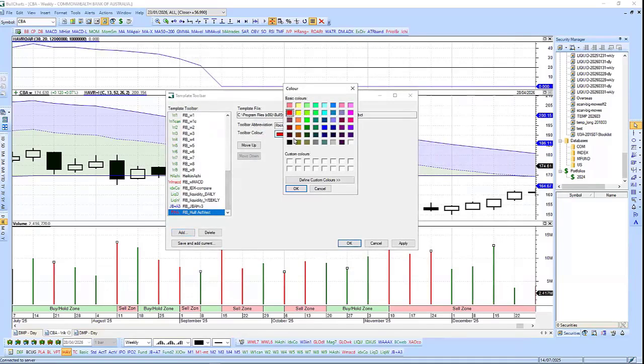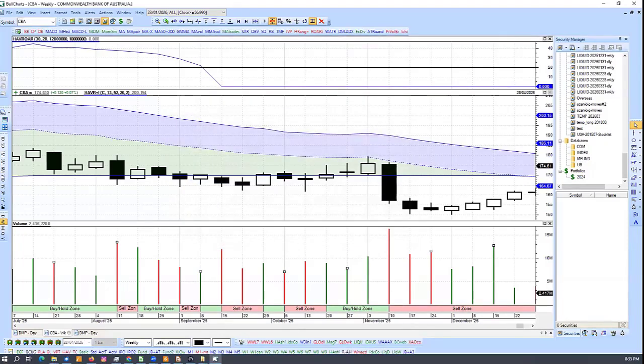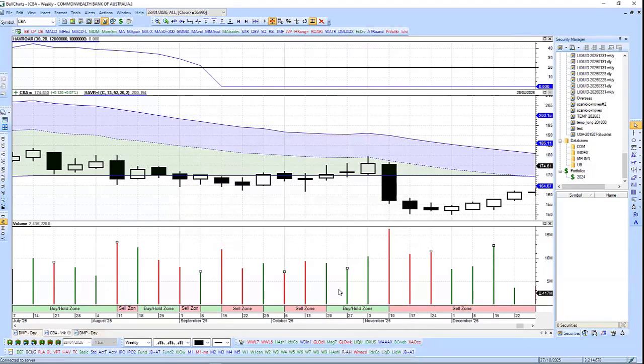I can change the color to something that I'd rather have. Make it black maybe. Okay. Click Apply, and you'll see it appear down here. It's called RHA right at the very end. I can change that to R Alan Hull, and I can move it up the list. Apply. And it will appear, here it is, R-AH. It's as easy as that to add a new button to that template toolbar.